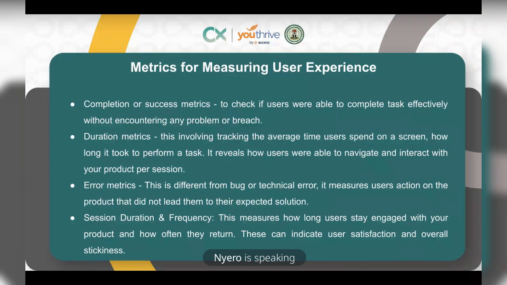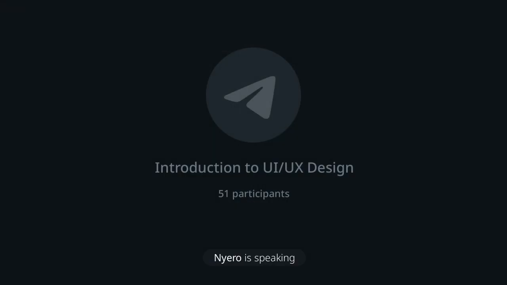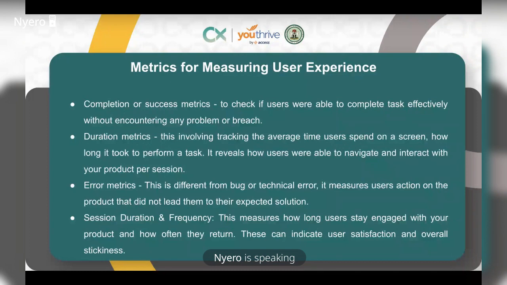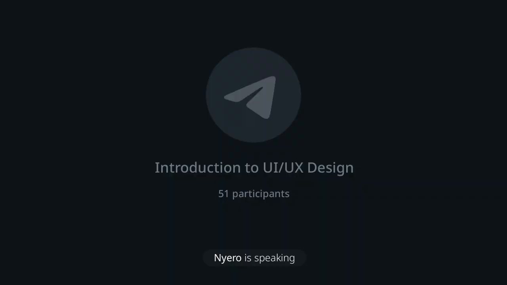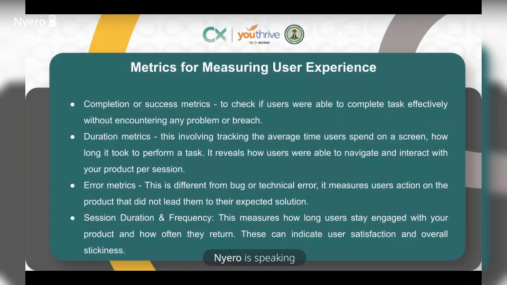And you notice that they are probably not achieving the expected solution, or they're not getting to the expected end of your flow for them, for this particular stage of your product, right? Error metric will track how many users are encountering this type of error on your product.